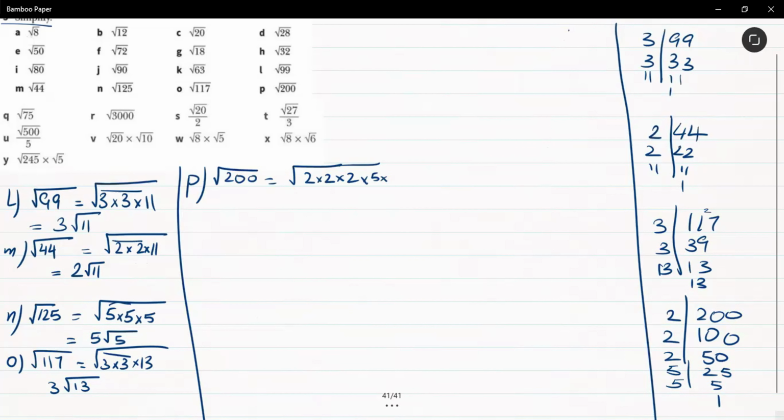So again, find out the pairs. Under root of 2 multiplied by 2 multiplied by 2 multiplied by 5 multiplied by 5 would be equal to under root 200. So basically, we are taking one pair of 2 we have got here and one pair of 5 we have got here. So 2 multiplied by 5 and under root of 2. That would be equal to 10 under root of 2. And that's it for part P.